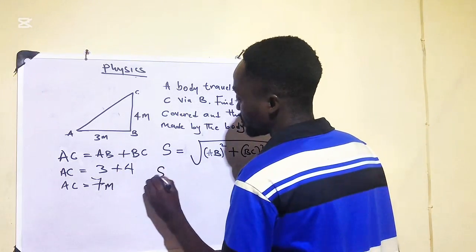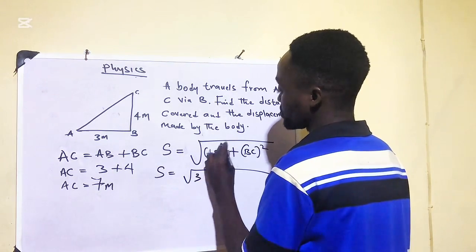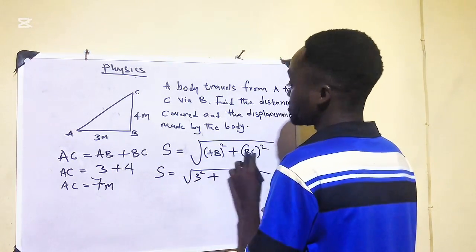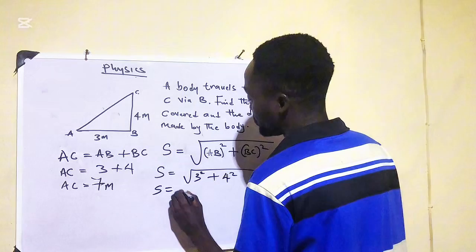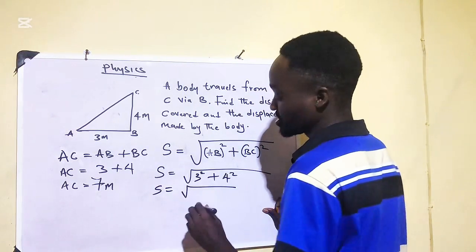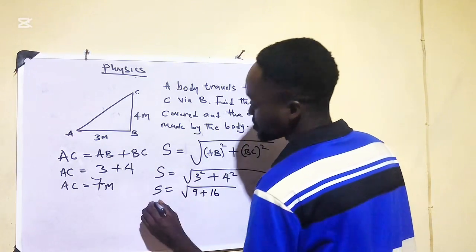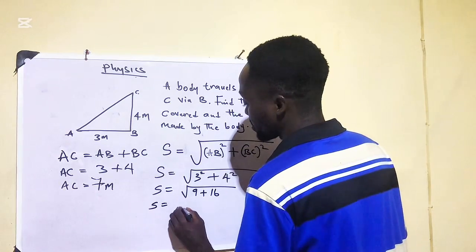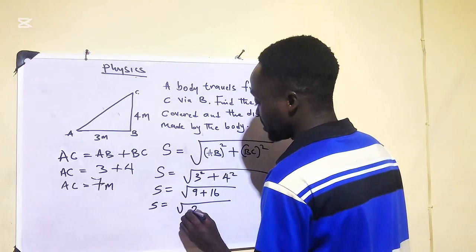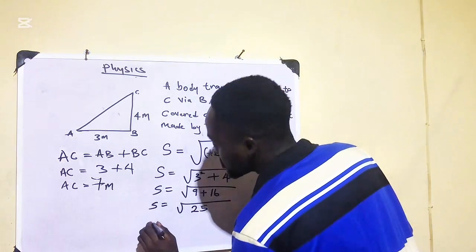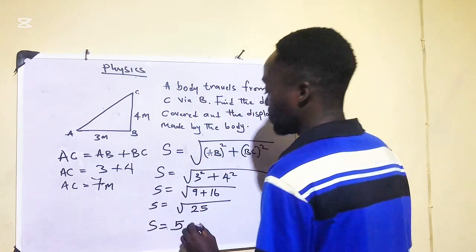So our displacement will now be, what is AB? The length AB is 3, squared, plus what is BC, that is 4 squared. So S is equal to 3 squared, that is 3 times 3, which gives us 9, plus 4 times 4, which gives us 16. So S is equal to 9 plus 16. 9 plus 16 will give us 25. The square root of 25 is 5. So the displacement of this body is 5.